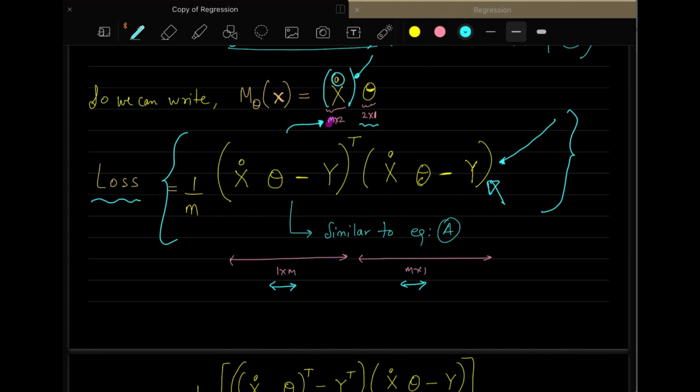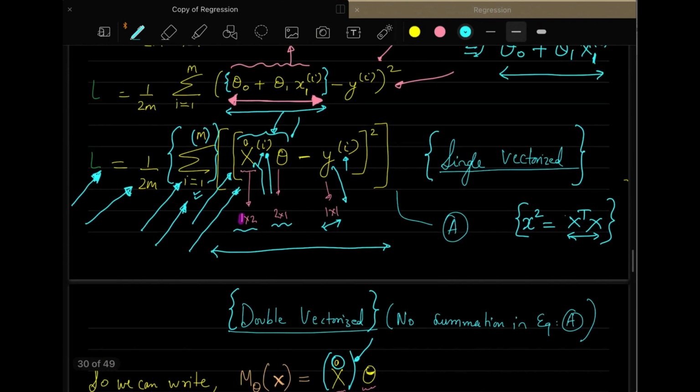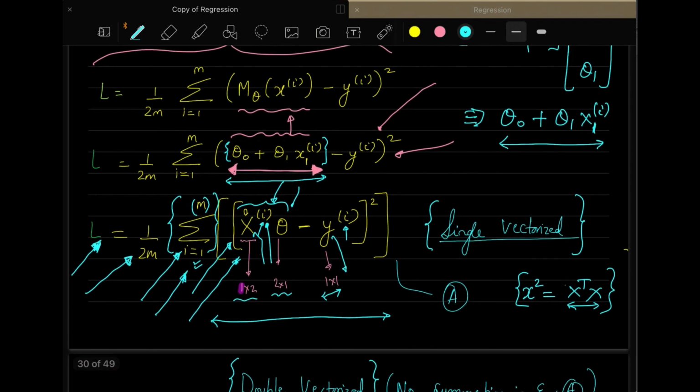Sir, can you please explain the double vectorization once more? Okay. The single vectorization you understood, right? Yes, sir. In the single vectorization, you are internally vectorizing the inner argument which you have already observed on this side. You have already observed this and you are converting it into this. So this is the single vectorization step that you have already understood.